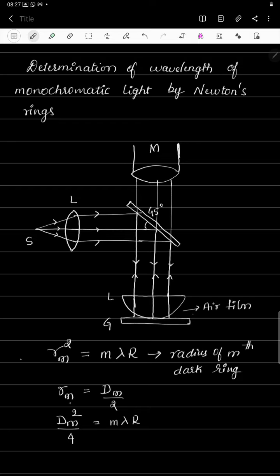Rm is dm by 2. Rm square is dm square divided by 2 square, that is 4. If you substitute this in the above equation, you are going to get dm square divided by 4 is equal to m lambda r. This is as it is. Send this 4 to the RHS. What you are going to get? dm square is equal to 4 m lambda into r.